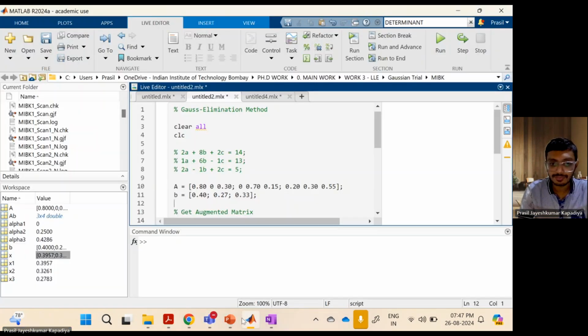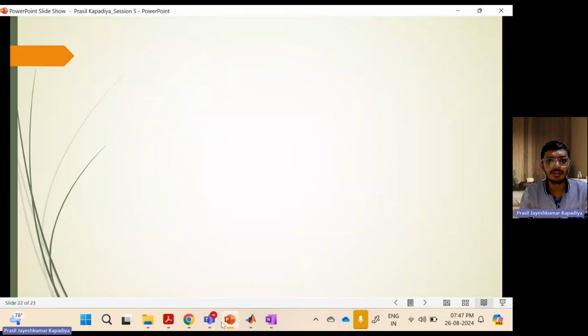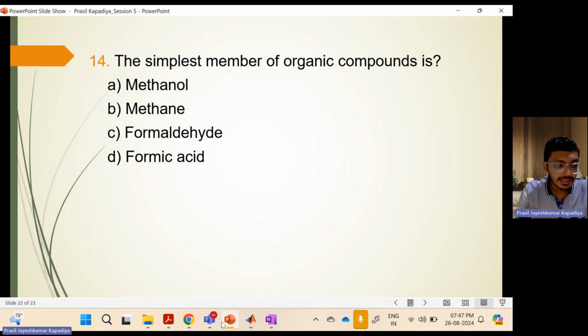Now, next question. The simplest member of organic compounds is methanol is CH3OH, methane is CH4, formaldehyde is HCHO, and formic acid is HCOOH. So the simplest one is methane with one carbon and four hydrogen. So the correct answer is methane.